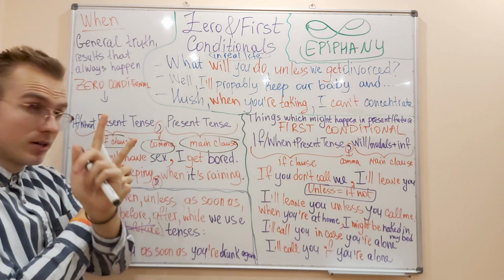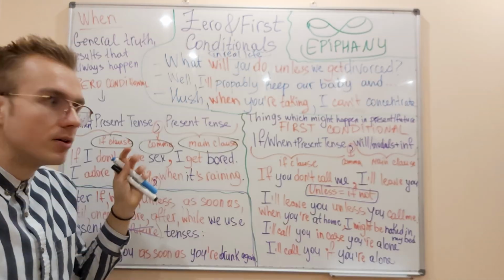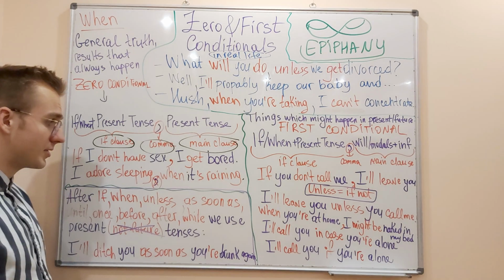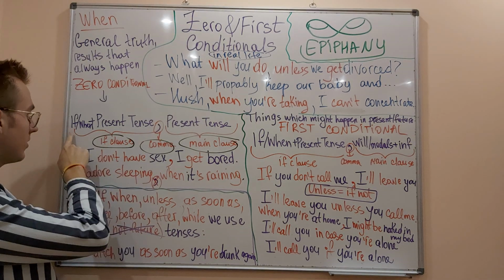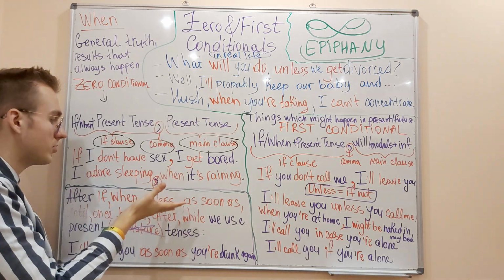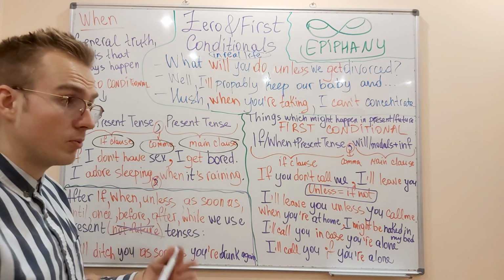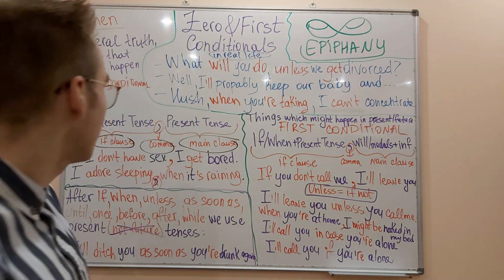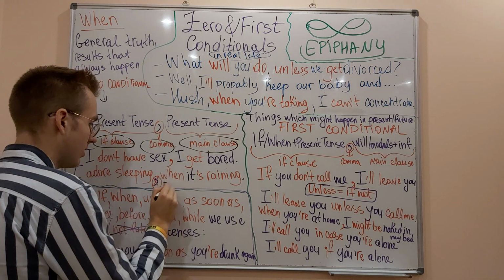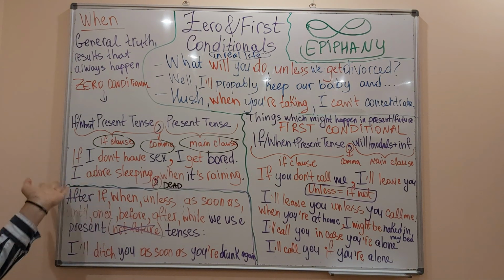When we change the main clause and the if clause, there won't be any comma. It disappears. For example, I adore sleeping when it's raining. We don't have if now, we have when, the same thing as for the first conditional. You see here we use the present continuous because we want to emphasize the action. So no comma, the comma's dead when we swap them. That's the zero conditional.